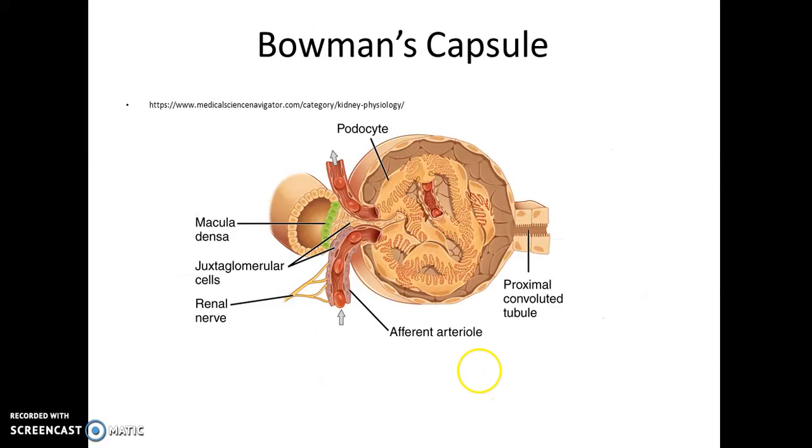So in order, and here's the JGA. I don't know if you remember this, but right here is where JGA is, and right between here. This is your arteriole. This is your Bowman's capsule. That's the JGA.